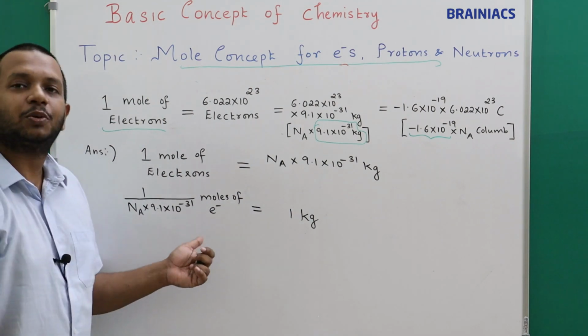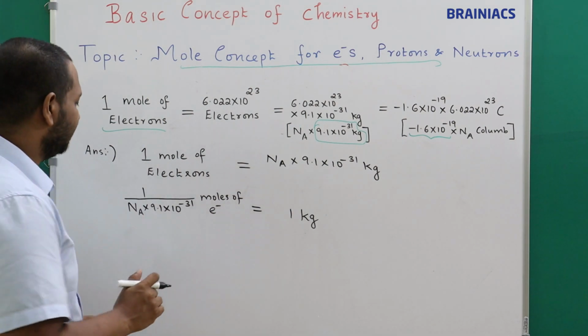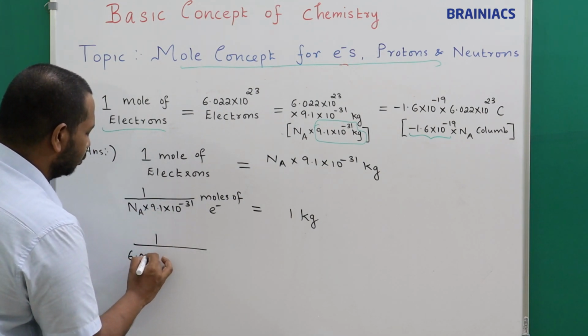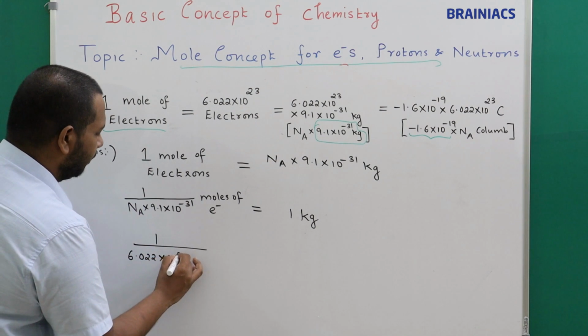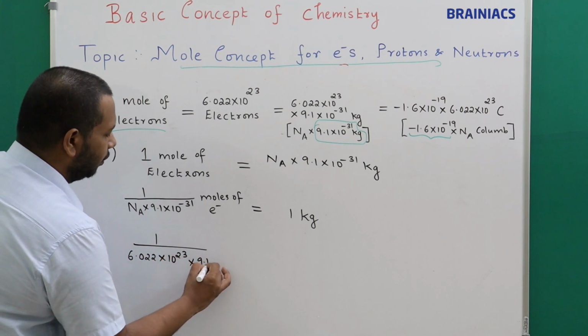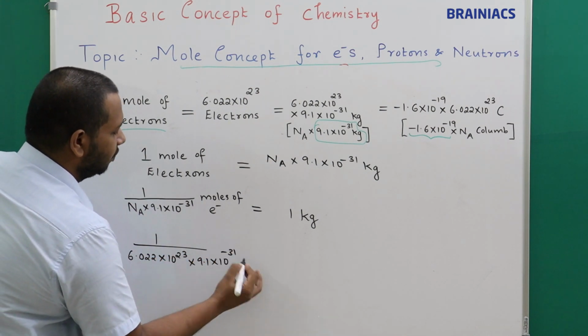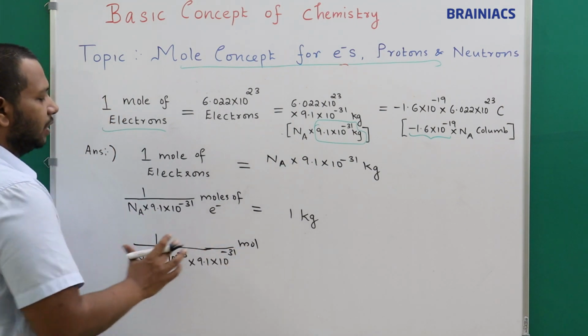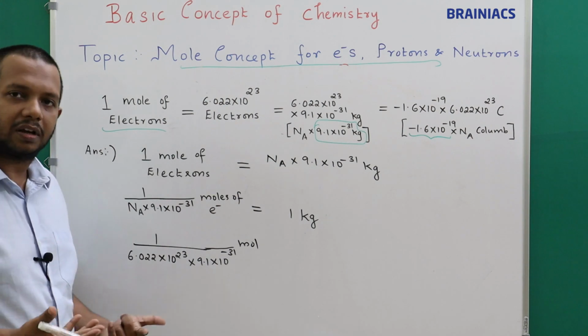But your options will be showing different answers. The reason for that is they will put it in a different way. They can put this as 6.022 into 10 power 23 into 9.1 into 10 power minus 31 mole. This is sometimes what they give. This is also correct, same as this one.